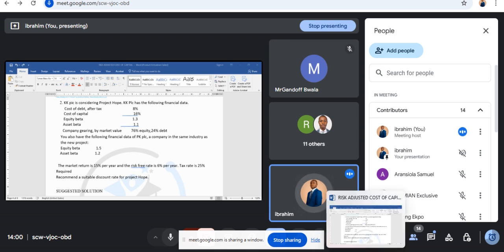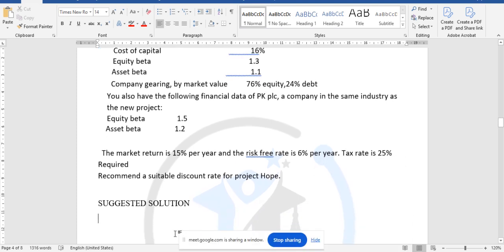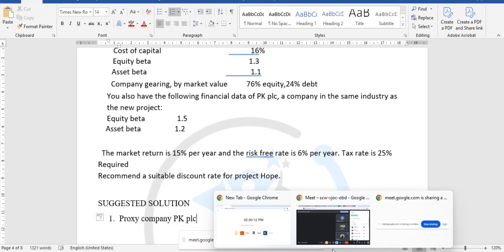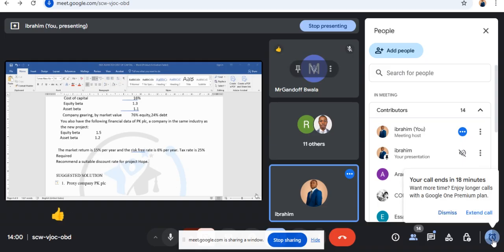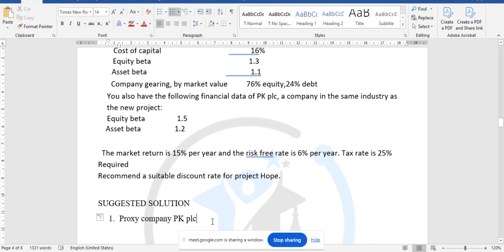So now, suggested solution. Before we go, anywhere we stop, you can complete it from your end. So step one, number one, right? Let me just say number one. What is the policy company? Policy company. What is the policy company class? PK, right? PK PLC. Are we still together? Yes, sir. Okay.